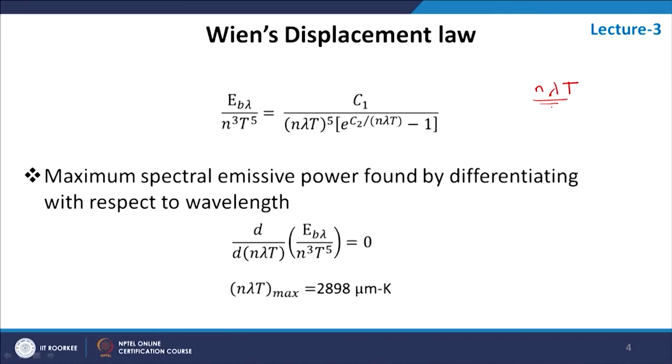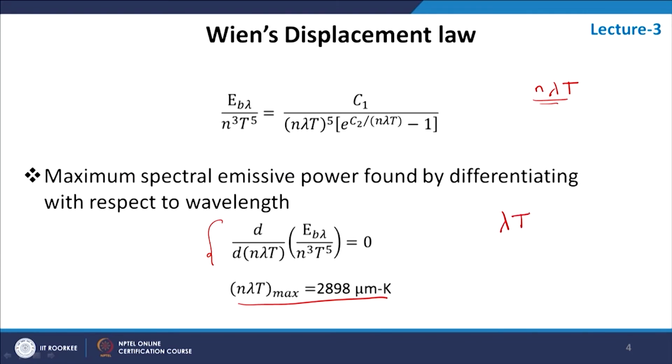Now, we want to see the wavelength at which the maximum amount of energy is radiated. So, we need to differentiate this relation with respect to the parameter nλT. If we differentiate this relation with respect to this parameter and solve for the maximum value, what we get is nλT max equal to 2898 micrometer Kelvin. So, this is a constant. What it says is that λT max, max meaning the wavelength of maximum intensity, is basically constant.